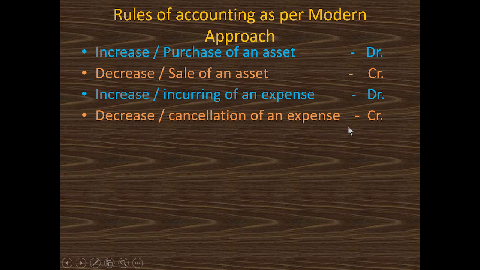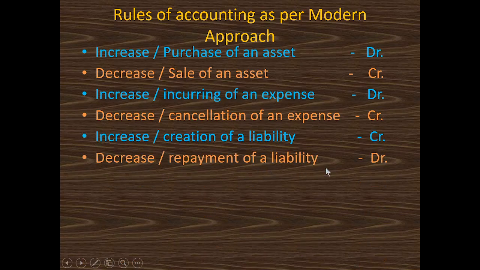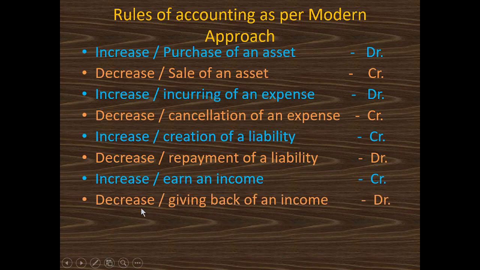Decrease, credit. Increase of a liability, credit. Why? Because the basic nature is credit, so increase is also credit. Decrease or repayment of a liability, debit. Why? Because the basic nature is credit, so decrease is debit. Increase of an income, credit, because the basic nature is credit, so for a decrease we have to debit. So simply we can say assets and expenses are debit, and liabilities and income are credit.